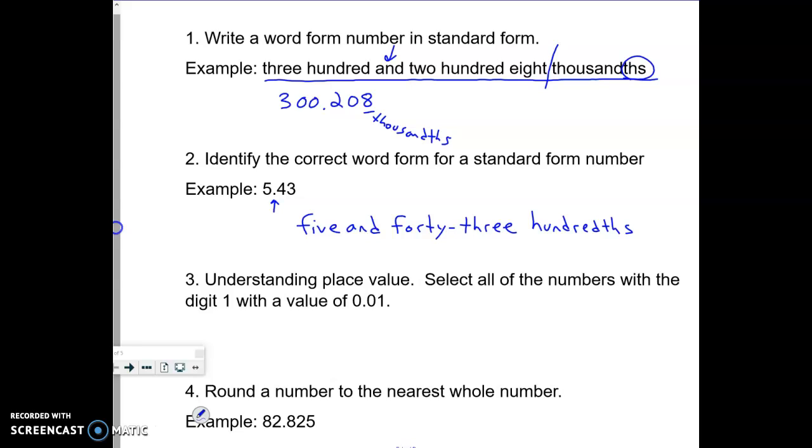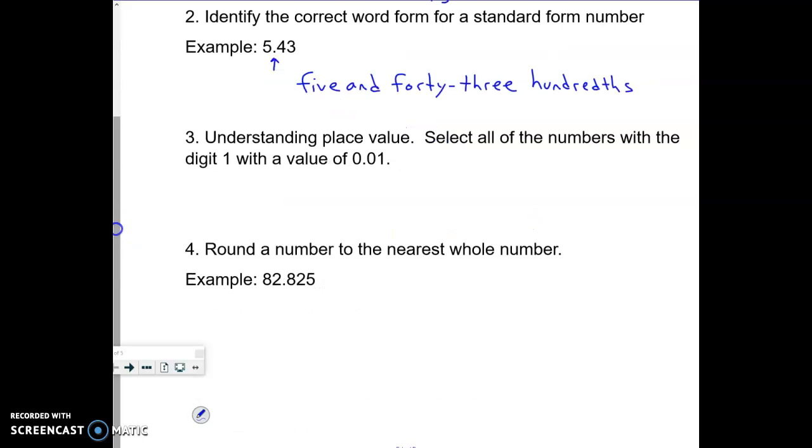All right, and that's pretty straightforward, and that will be a multiple choice question on the test, so you will not be expected to spell that correctly moving forward.